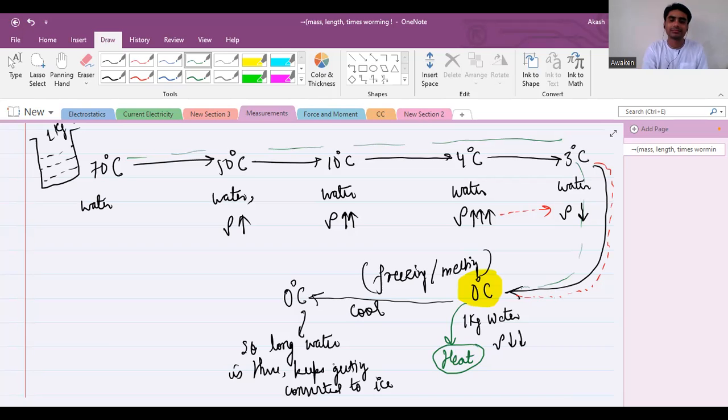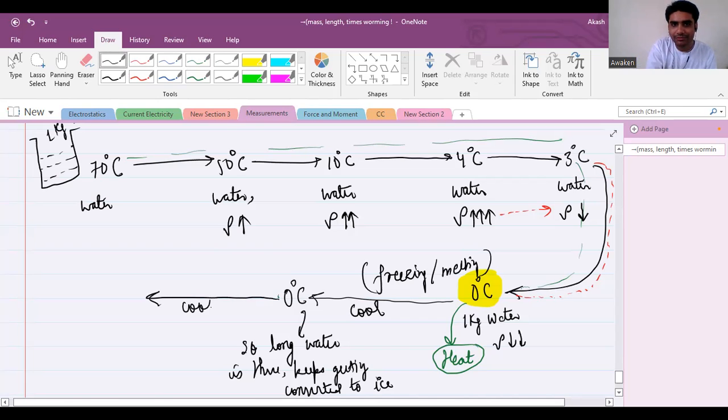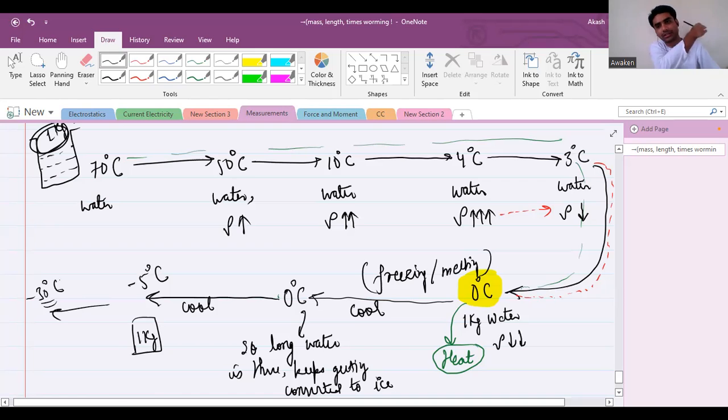You got it? Even after all the water changes to ice, it can't go to -1 right away. Now you understood that at 0 degrees, first all the water gets converted to ice. Now what I have is full-fledged ice of 1 kg. Full water got converted to 1 kg of ice, right? Now if you cool it, certainly it will go below 0 degrees. So now -5 degrees. You can further cool it to -20, -30, whatever you want. Now it will go on getting cooler.